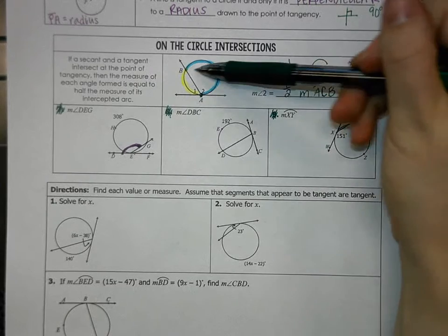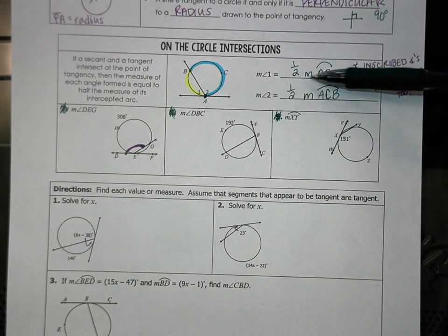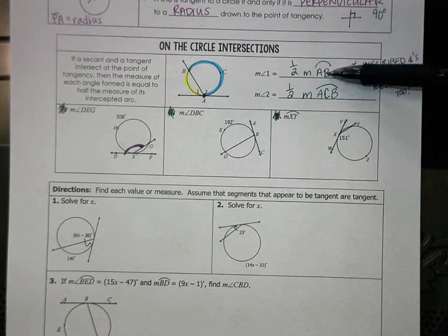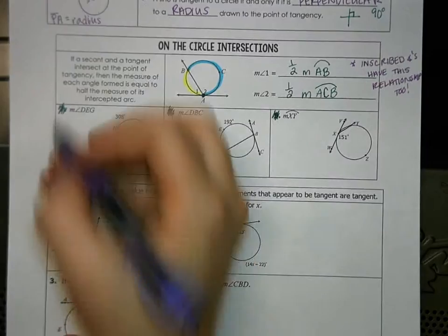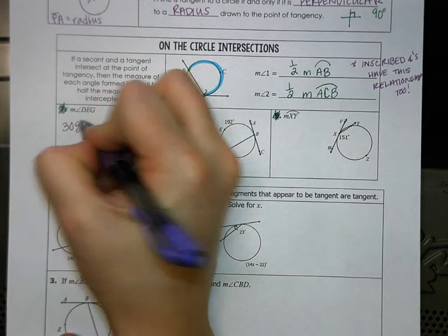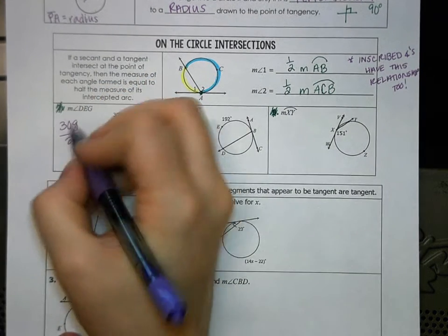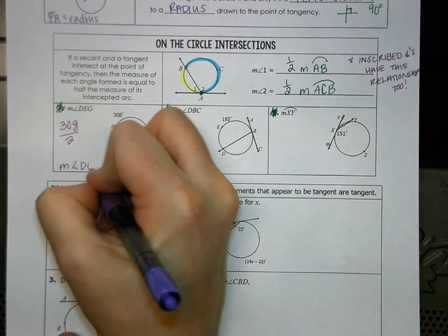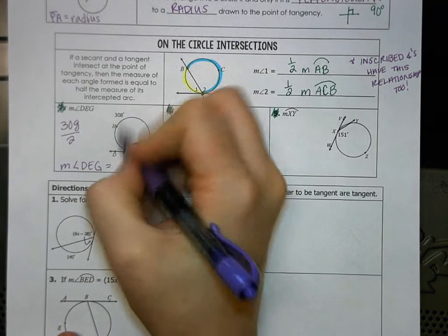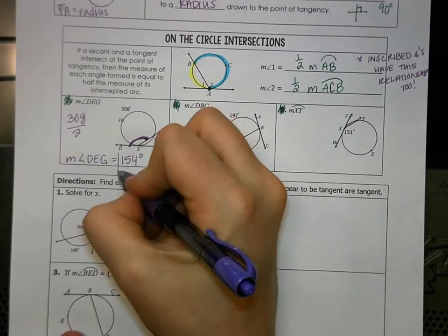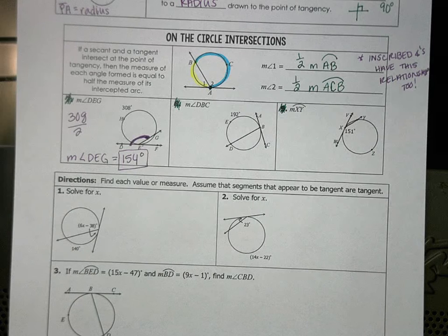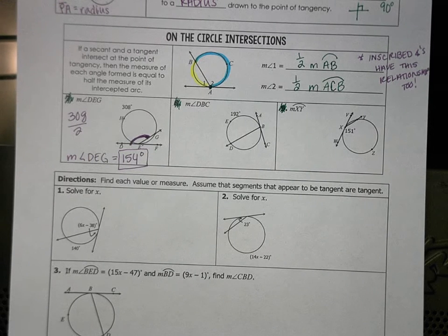The arc. The arc is twice as much as the angle, because the angle is half as much as the arc. So if I have the arc, which is bigger, what am I going to do to get the angle? Divide by 2. So the measure of angle DEG is 154 degrees. Very good. You ready for the next one?